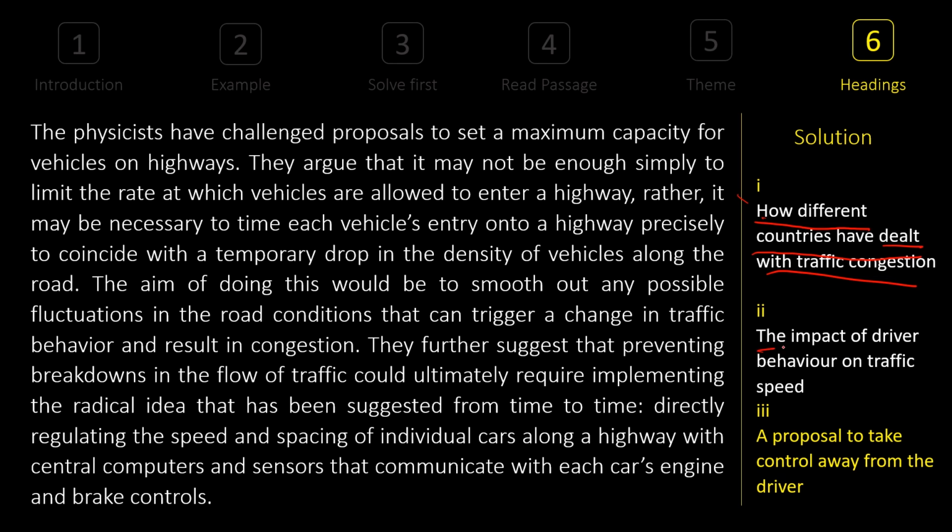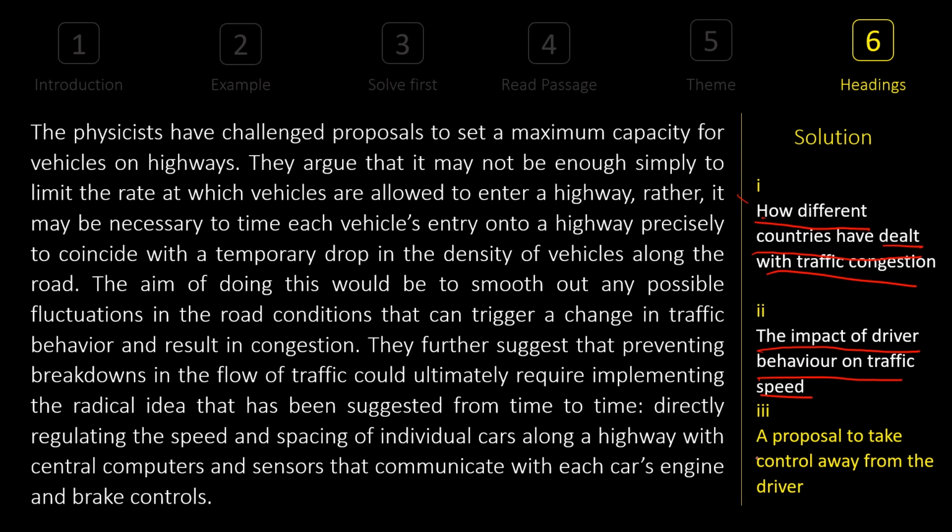Second one, the impact of driver behavior on traffic speed. So not just driver behavior, but also where on traffic speed. You're understanding my point. When you're searching for this information, you cannot just look at one or two words. You have to read, you have to understand the other words which can create a difference in your answer.